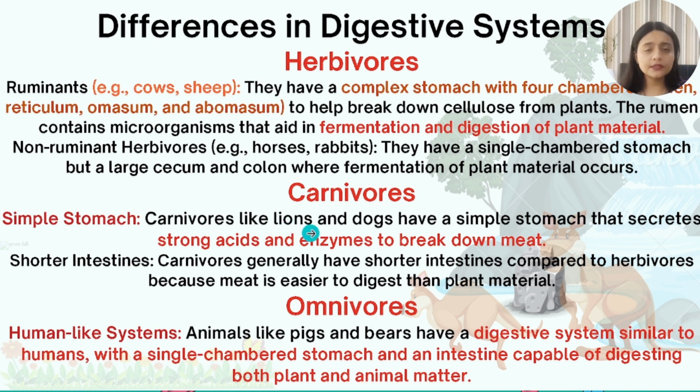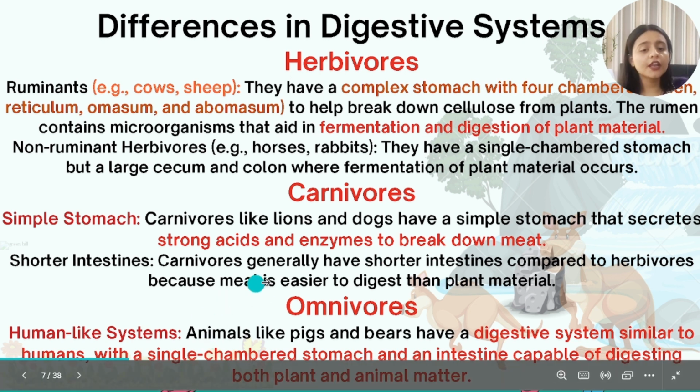Carnivores have a simple stomach. They survive on meat, and they produce strong acids and enzymes which speed up digesting the meat they eat. So they don't have a 4-chambered stomach. They have a simple, not complex, digestive system.